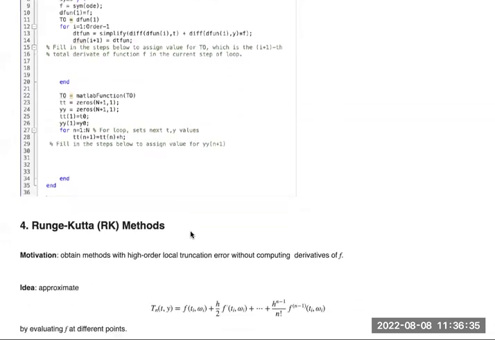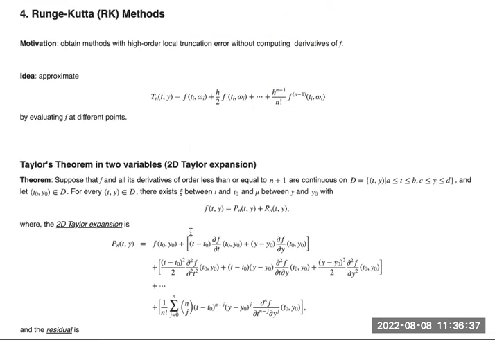The next one is the Runge-Kutta method. Here, the motivation is we want to obtain some high order method, but we don't want to compute the derivative, especially the total derivative, as in the Taylor method. So what we do is we try to approximate the Taylor polynomial Tn locally, right?